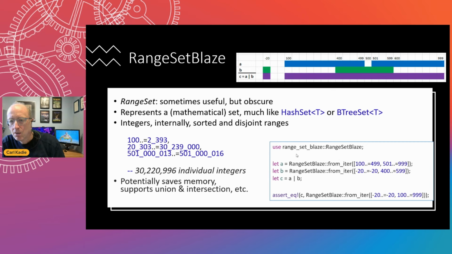Here's an example of using the RangeSetBlaze data structure. In particular, we'll construct a new range set called A from an array of ranges. We'll construct another one called B from an array of ranges, and then we'll do a set union on the two of them. And here's a graphical representation of that: A and B, and we union them together and we get C, and we can verify that C is indeed equal to -20 and 100 to 999 inclusive.